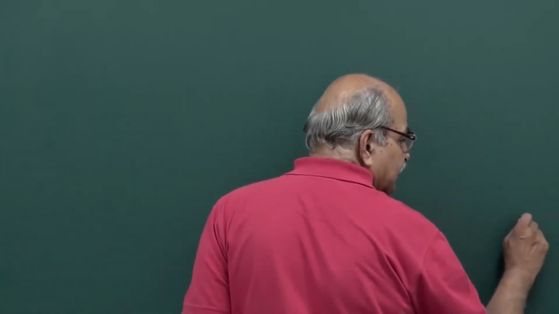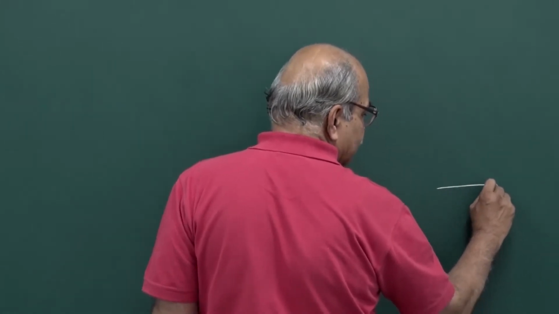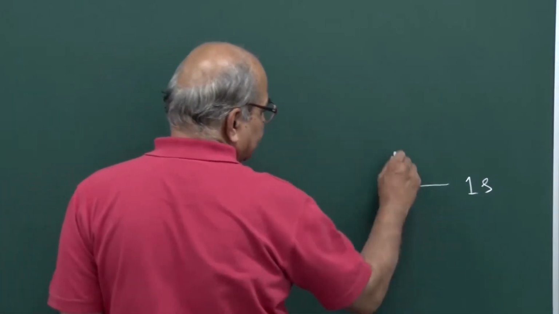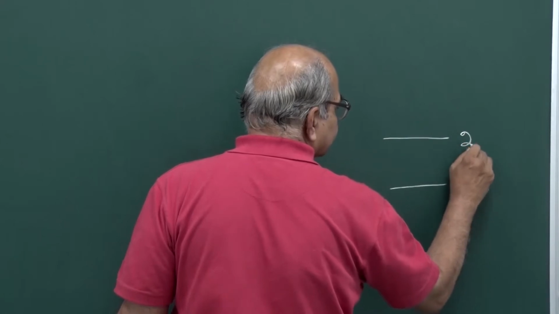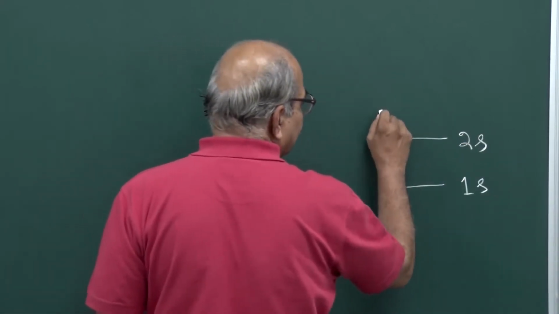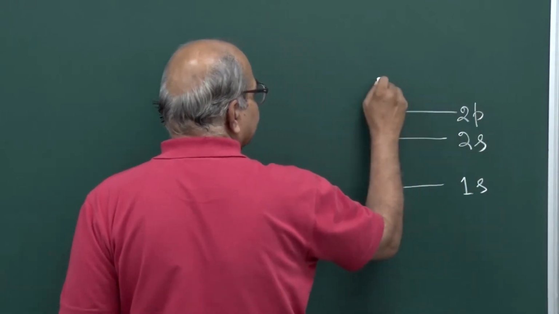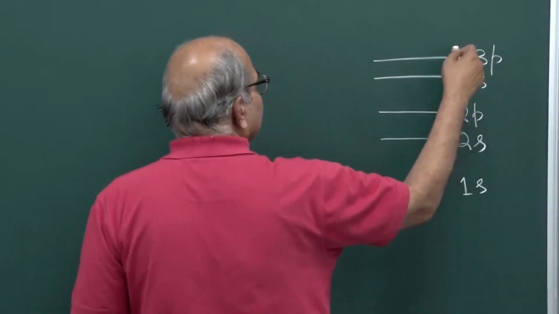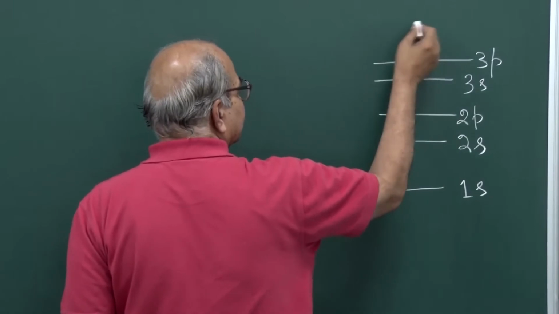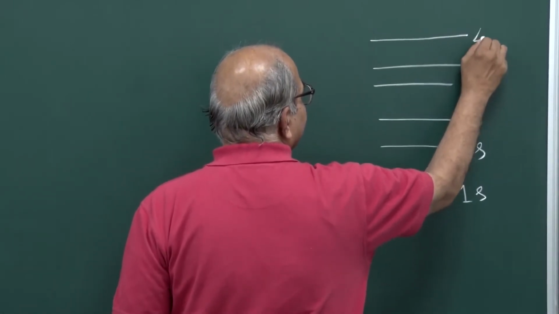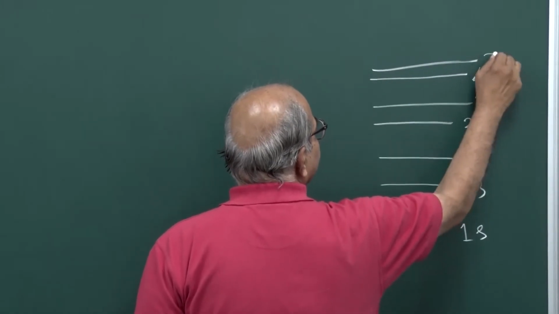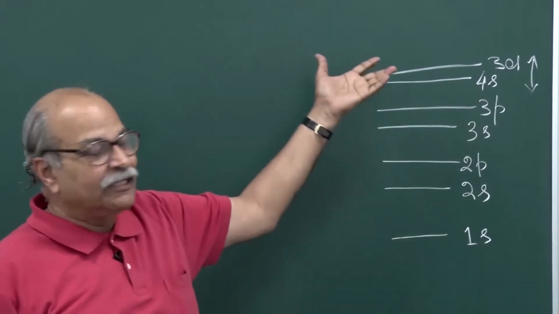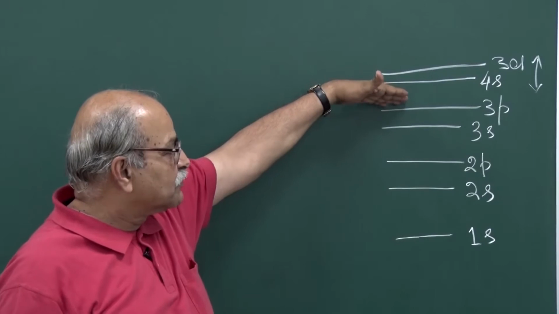So let me draw the energy levels. The lowest will be 1s, n is equal to 1, l is equal to 0. Then the next one will be 2s, then you will have 2p, then you will have 3s, 3p, then you have 3d and 4s. Generally 4s is slightly lower than 3d, but this can also get swapped, depending on which atom you are talking about. Most of our discussions will be up to 3p.